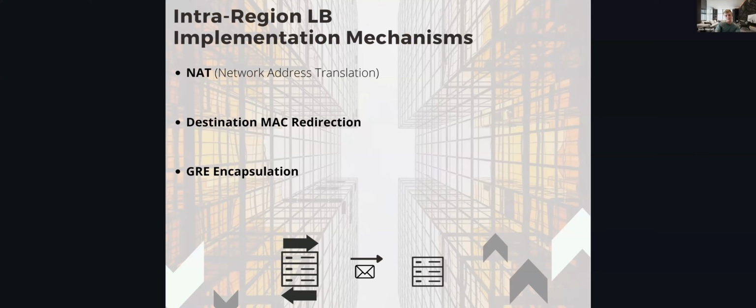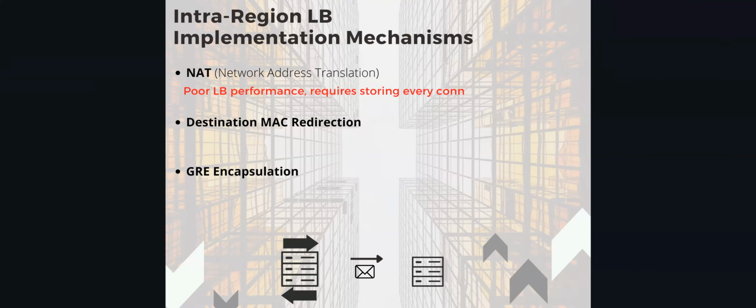Finally, let's discuss quickly a few implementation mechanisms. So we've actually chosen which instance we want to use for a given request. How are we going to make that happen now? The first approach would be what we call network address translation. This would require our load balancer to keep a table with an entry for every single connection that's ongoing.